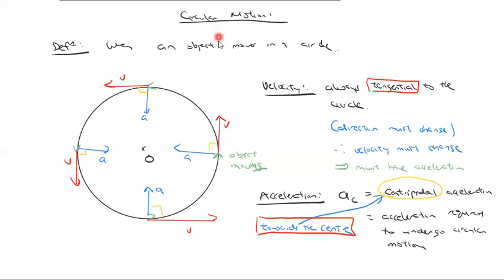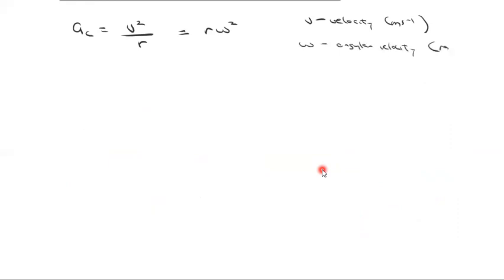But the key thing with circular motion is for an object to move in a circle, its velocity must, by definition, essentially change. The velocity is always tangential and therefore changes. That means you must need acceleration, which can be proven to be centripetal and is always towards the center. We can also prove that the magnitude of the centripetal acceleration is v squared over r. And you may instead see this written as r omega squared, where v is velocity, measured in meters per second, and omega is angular velocity, measured in radians per second.